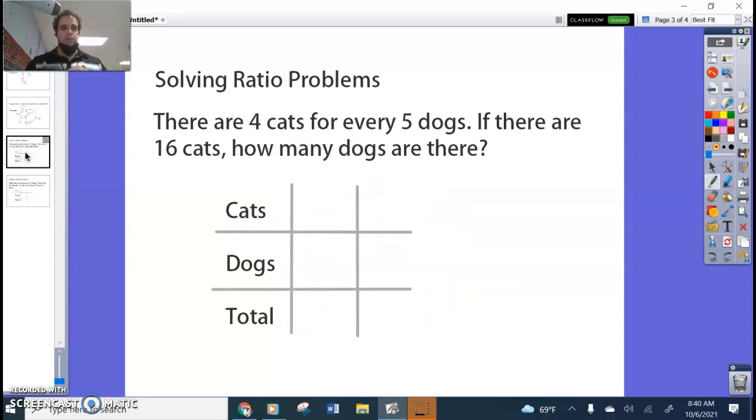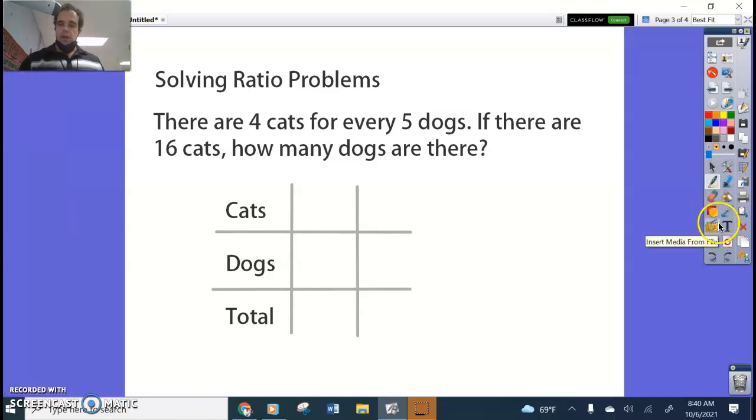Now, solving these problems. There are 4 cats for every 5 dogs. If there are 16 cats, how many dogs are there? When I am determining what the important stuff is from here, 4 cats is pretty important for every 5 dogs. For every is really key ratio language. If there are 16 cats, that's a highlight too, and the main question is how many dogs are there?